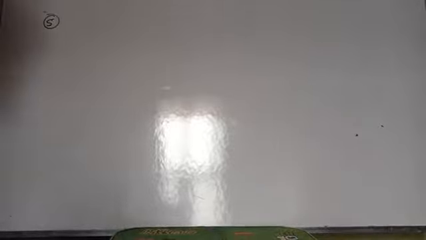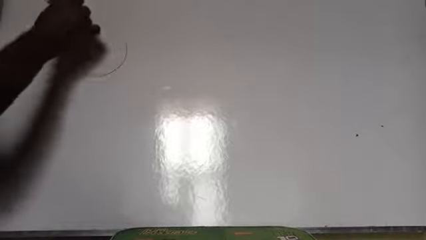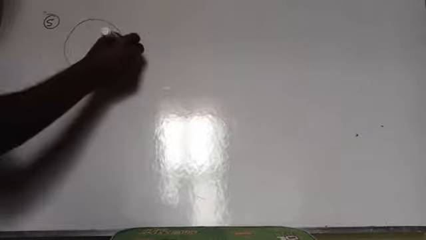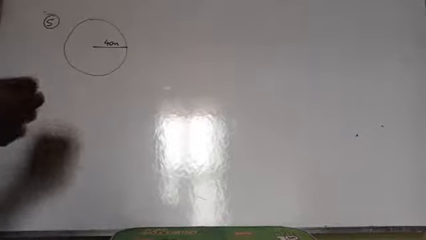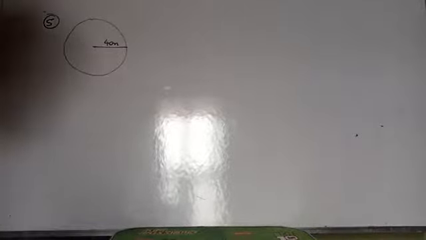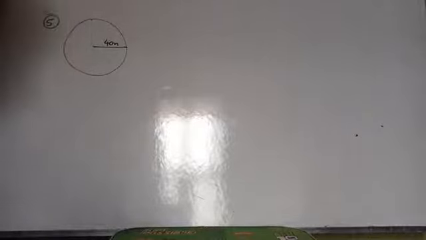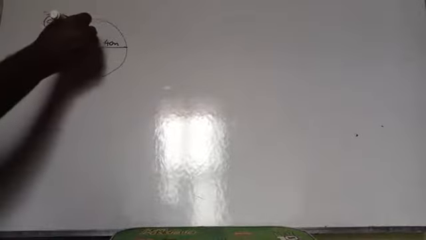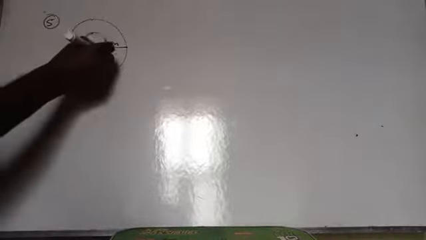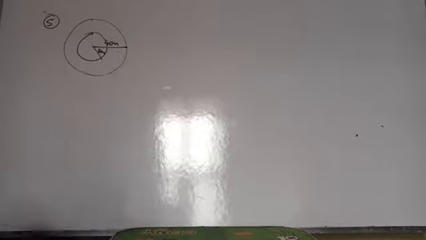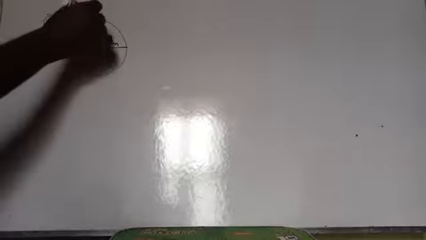From a circular sheet of radius 4 cm, suppose this is a circular sheet of radius 4 cm. From that, a circle of radius 3 cm is removed. Find the area of the remaining sheet. Am I right here? So this area of the remaining sheet you have to find.